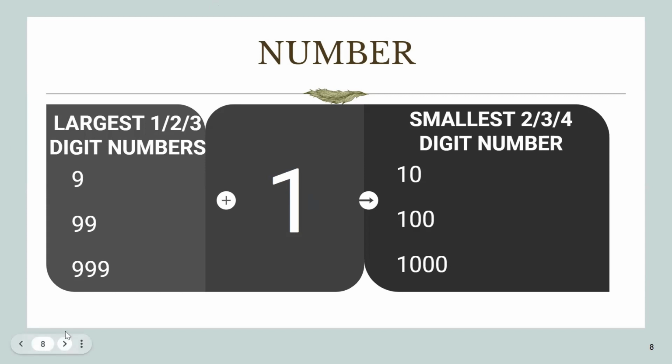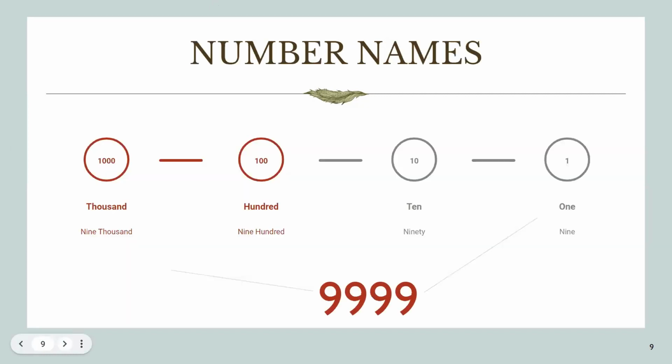And now number names. Suppose we have the number with four nines, 9,999. Okay. Ma'am, can you repeat it again, ma'am?